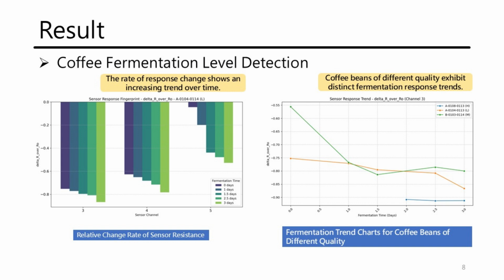On the right, the fermentation trend charts compare sensor responses for coffee beans of different qualities. As you can see, beans of varying quality exhibit distinct fermentation response trends, which validates our system's ability to classify coffee bean quality based on odor profiles.